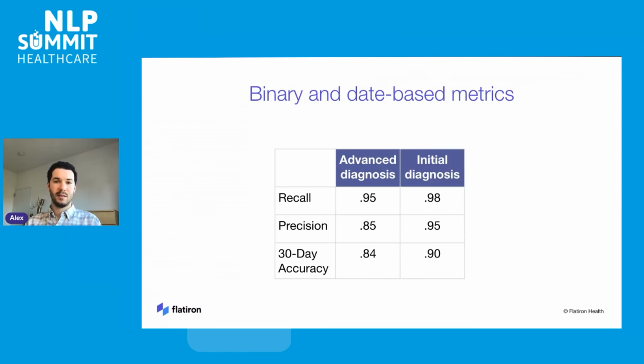And when we look at our results for initial NSCLC diagnosis, we see higher performance. There's a lot less clinical subtlety in whether a patient has NSCLC than in whether the disease is advanced. And so here we have recall and precision that's up in the high 90s and a date accuracy of 90%.